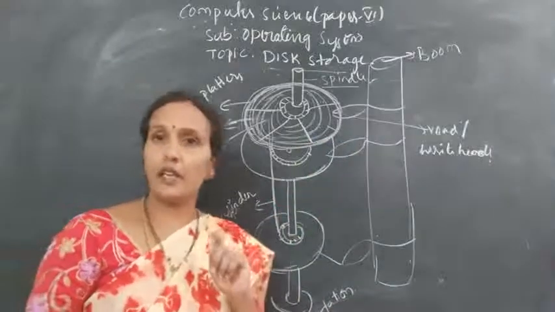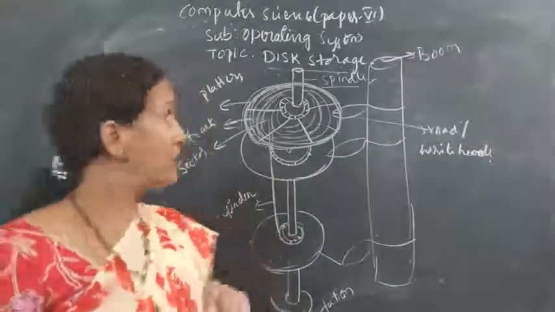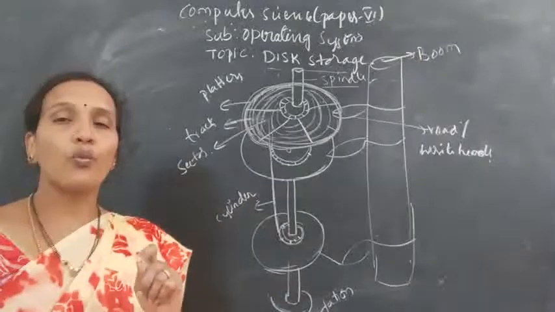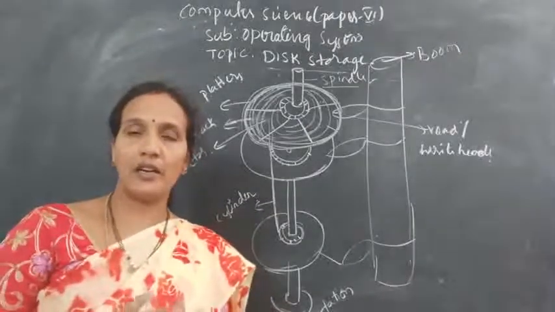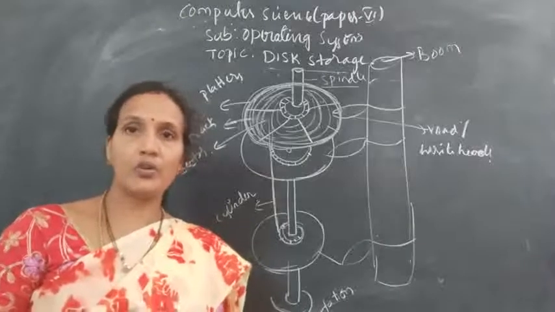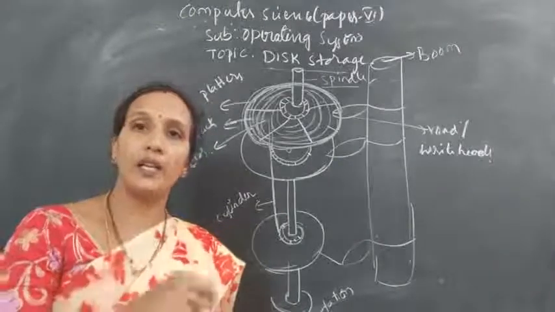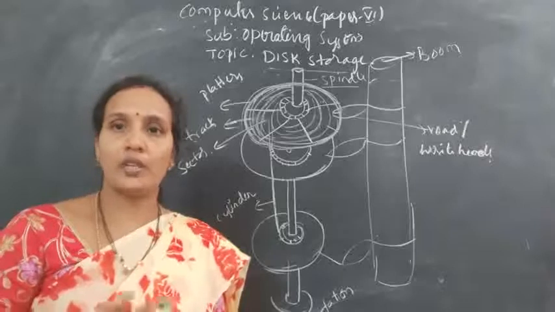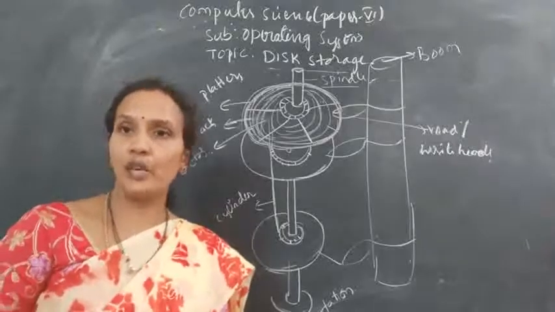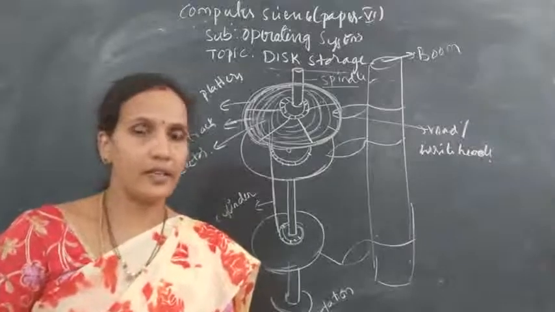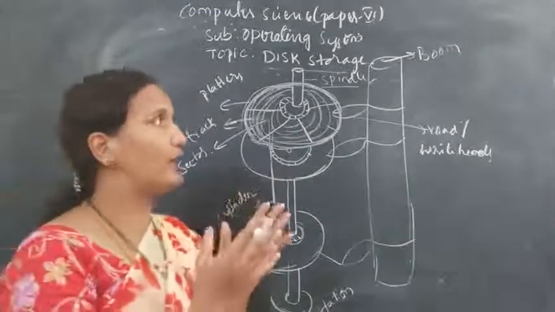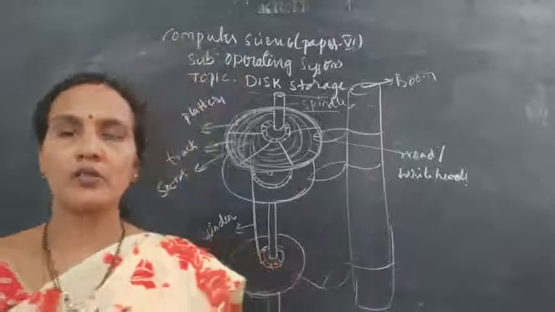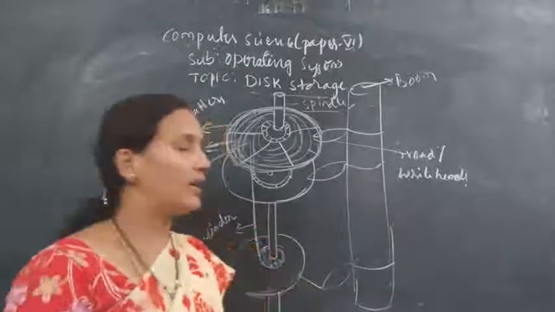And for each and every platter, one read and write head should be there. Each read and write head is used to read content from that particular platter only. If you have 1,000 platters, you should have 1,000 read and write heads. Clear? So these are the different parts of the hard disk.